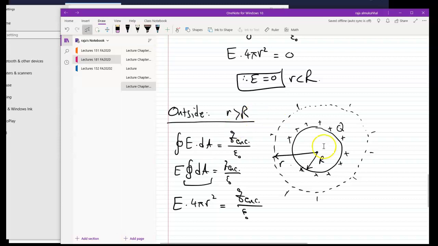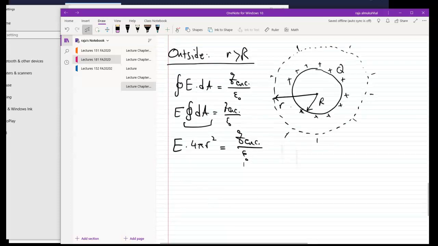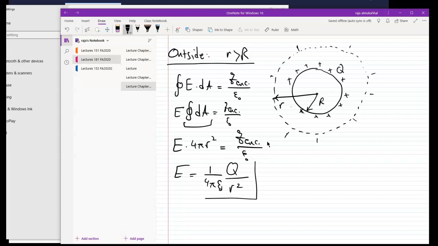Now, if you are standing on the Gaussian surface right here and you look inside and ask what the enclosed charge is, well, it's big Q. So I can replace the Q enclosed right here with big Q. That's going to be E equals 1 over 4 pi epsilon naught times big Q over r squared. And we arrive at the electric field outside. This is for outside.